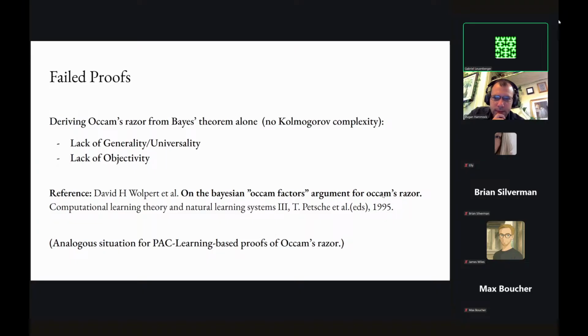But note that they didn't use Kolmogorov complexity, and that's the reason. I mean, there's nothing wrong with Bayes' theorem per se. There's nothing wrong with PAC learning either per se. But because they didn't use Kolmogorov complexity, it led them to fail repeatedly with these attempts.